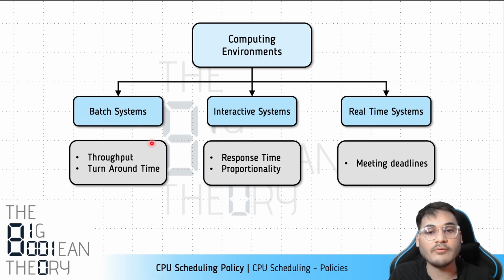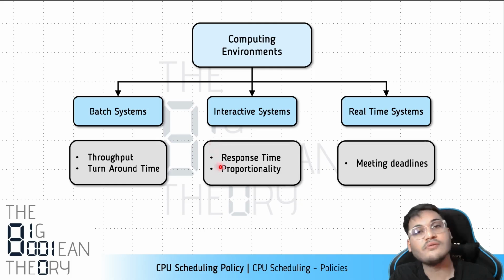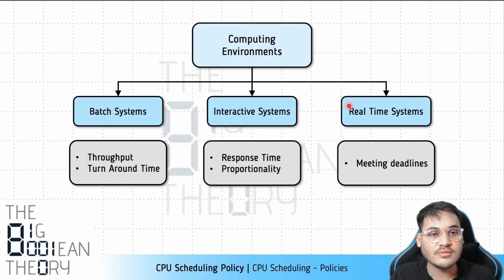Depending on these computing environments, we discussed that the goals for each of them are different. For batch systems, we want high throughput and minimum turnaround time. For interactive systems, the important goals are response time and proportionality. Whereas for real-time systems, it is important to meet deadlines. In batch systems, we are not concerned about response time, whereas in interactive systems, we are not concerned about turnaround time. Different systems have different goals, and accordingly we design the scheduling algorithms. An algorithm that works well on a batch system might not work for an interactive system, because it is optimizing for a different goal. An algorithm designed for a real-time system will not work well for a batch system. That is the point I wanted to convey.